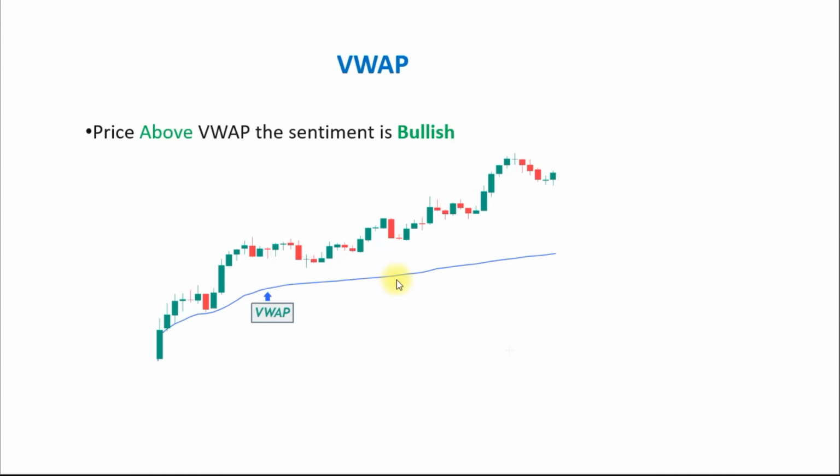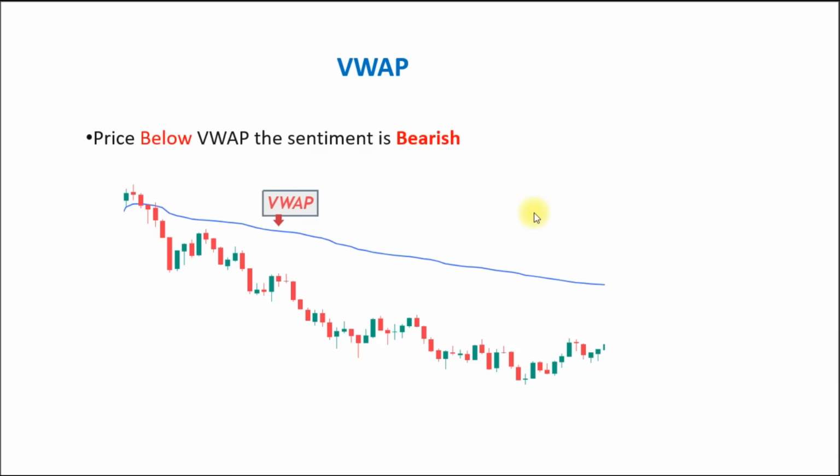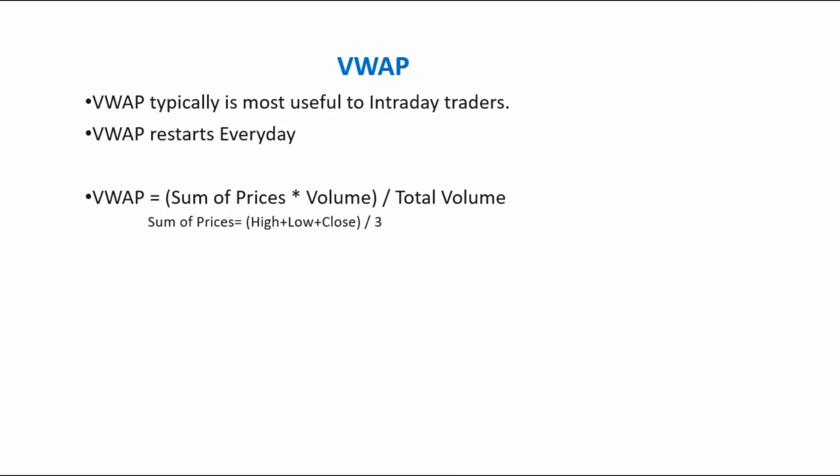If the price is above VWAP, the sentiment is bullish. If the price is below VWAP, the sentiment is bearish. Here you can see the blue line which I marked is the VWAP, and you can see the price is also below VWAP. So the sentiment is bearish. VWAP is most useful for the intraday traders.